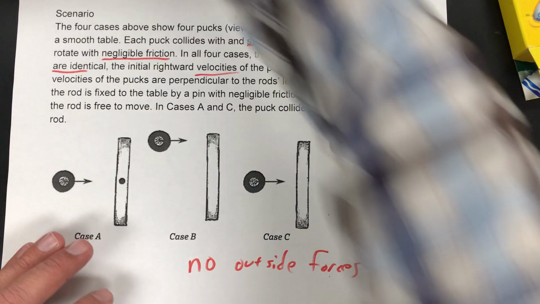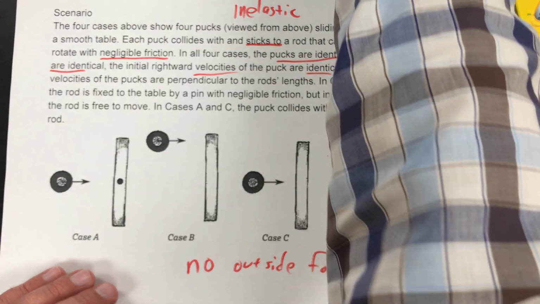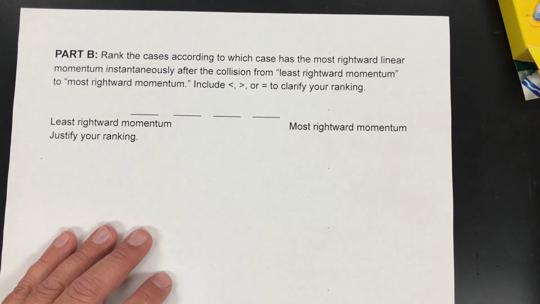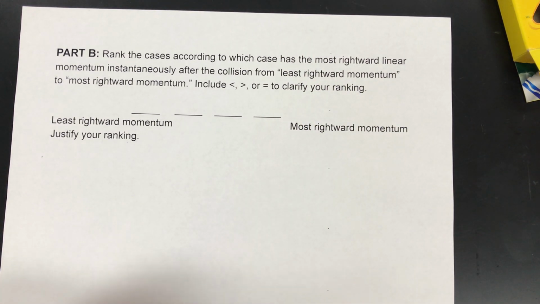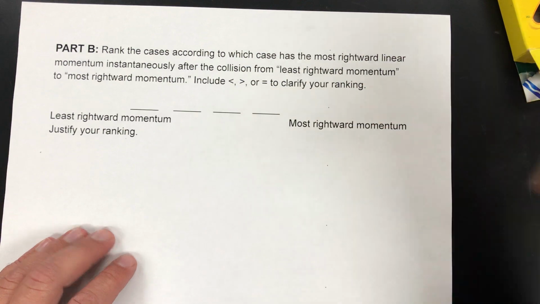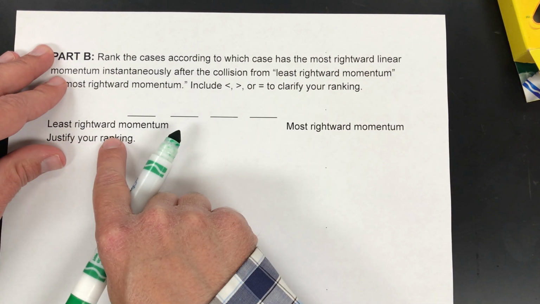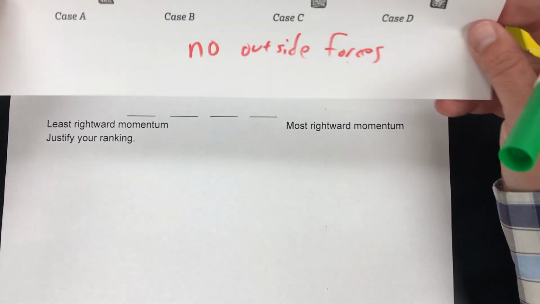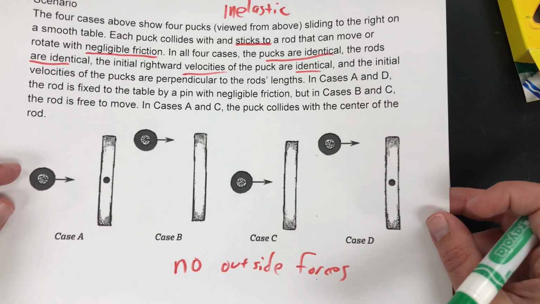All right, next up, it says rank the cases according to which of these has the most rightward linear momentum instantaneously after the collision to least rightward momentum, include greater than, less than, equal to signs there. So least rightward momentum, most rightward momentum over here, then justify your ranking.